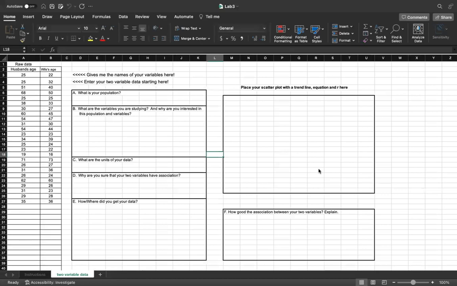Okay. So this is lab number 3. And with lab number 3, we're going to create a scatter plot with a trend line, and we're going to talk about our values and correlation.